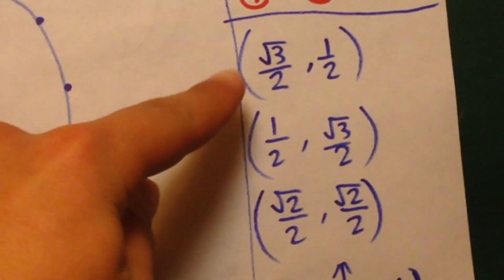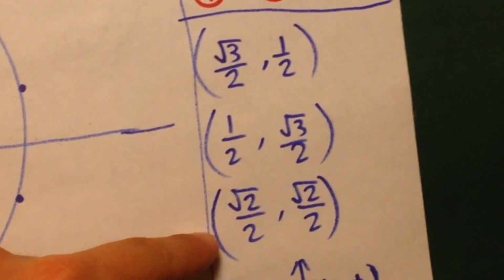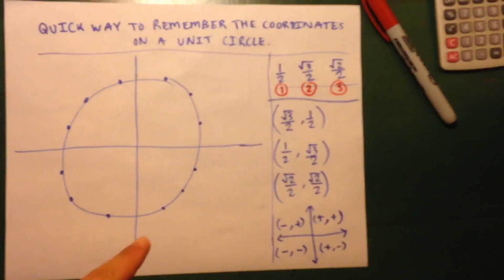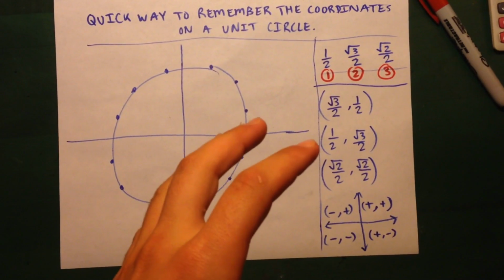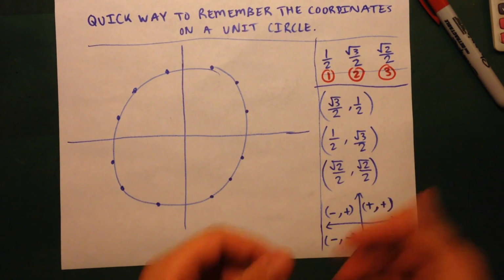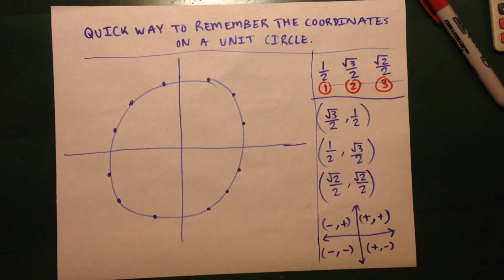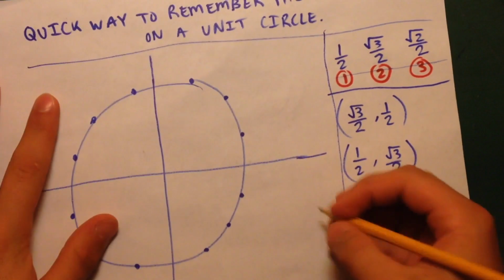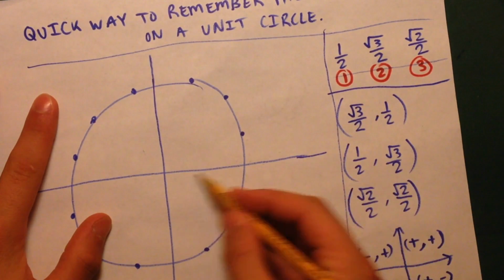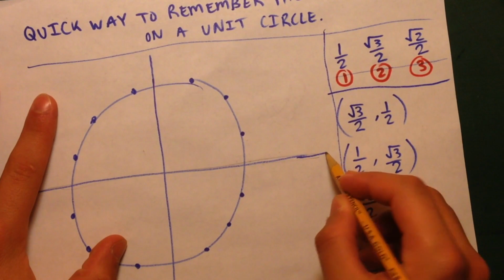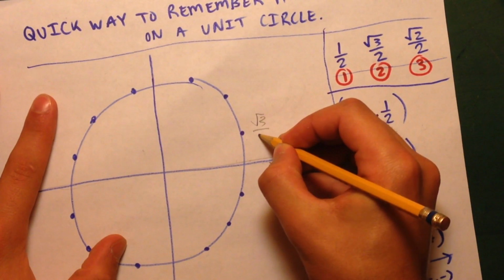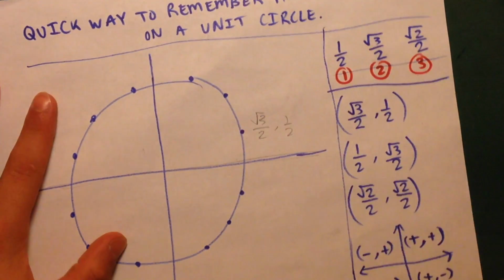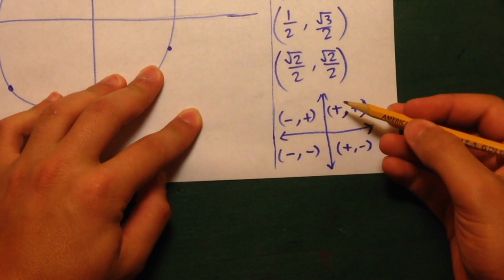And you should remember that the only different types of ordered pairs we're going to have are these. The only difference is that in each quadrant, each number would sometimes be positive, sometimes negative. They're going to be changing. So an easy way to remember it is that the one near the x-axis is going to be square root of 3 over 2 comma a half. And here, all the numbers are going to be positive.